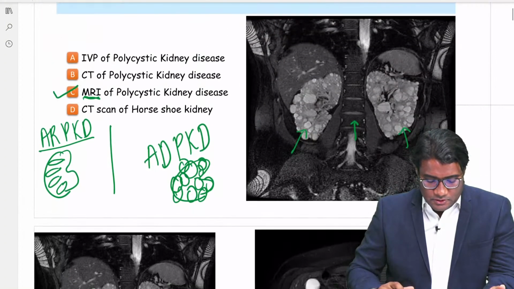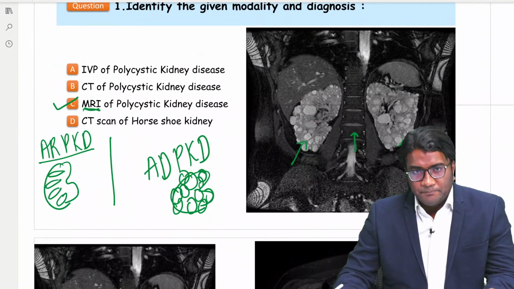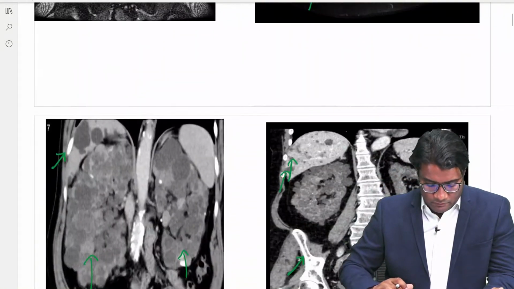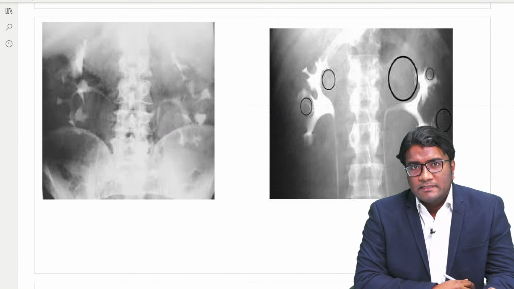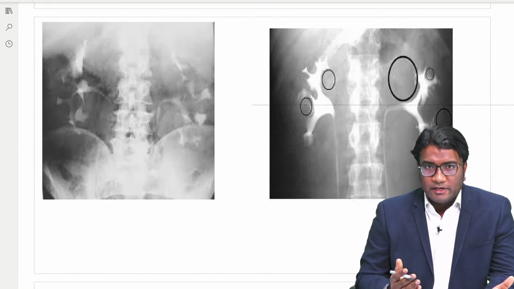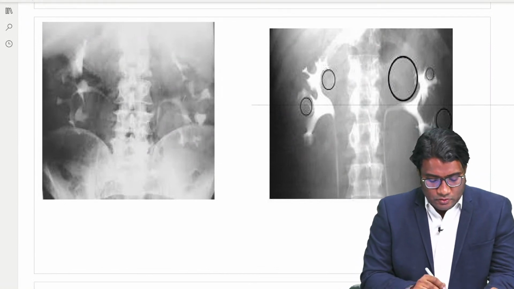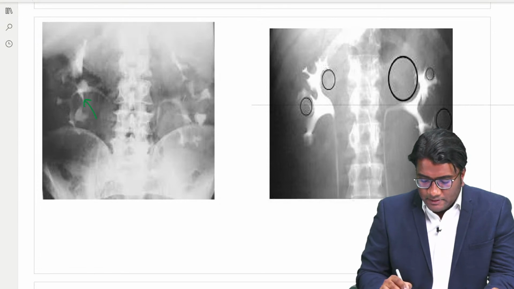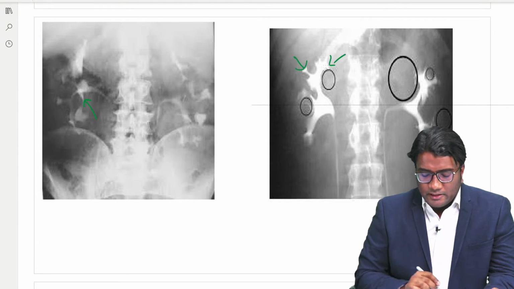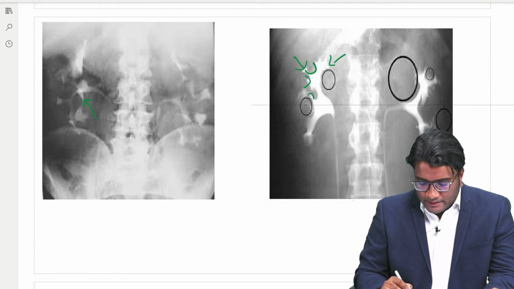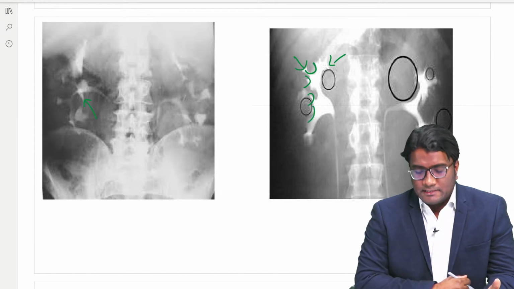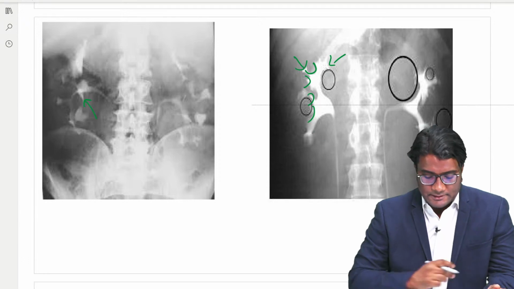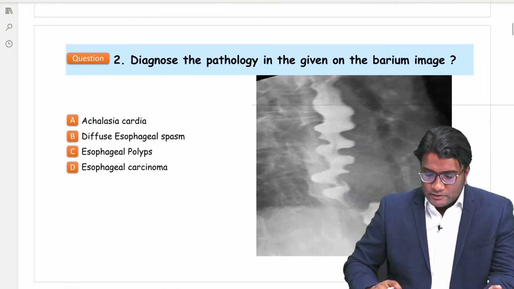And what were the other options? One was, I think, an IVP image given. And how would an IVP be? Nowadays we are not doing it, but if at all there is an IVP image, it is a radiograph basically, a contrast study, where you can see the calyceal system completely splayed and irregular, right? You have an irregular and splayed calyceal system because of the irregular cysts in polycystic kidney disease. So this is how you have your polycystic kidney disease. So let's move to the next one.